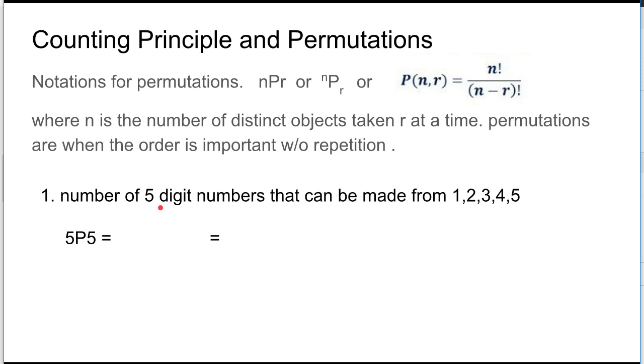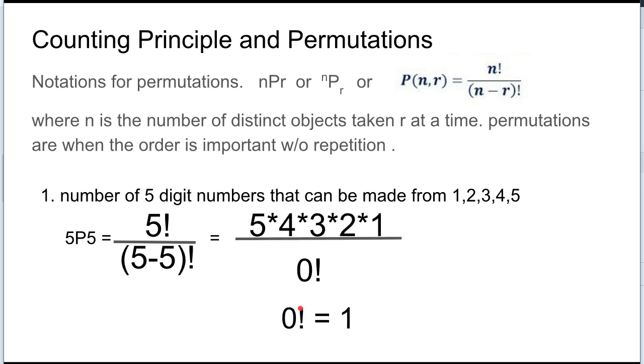Now, I've got 5 numbers, 1, 2, 3, 4, 5, and I want to create a 5-digit number. So basically, I have 5 objects altogether, but I'm taking them 5 at a time. That's 5 permutation 5. Well, if I use the formula, that's going to be 5 factorial over 5 minus 5 factorial. 5 factorial, we said, was 5 times 4 times 3 times 2 times 1. And then 5 minus 5 is 0 factorial, and it's kind of hard to wrap your head around, but 0 factorial is always equal to 1. So even if I use the permutation formula, it's still going to be 5 factorial, because this is going to be over 1.